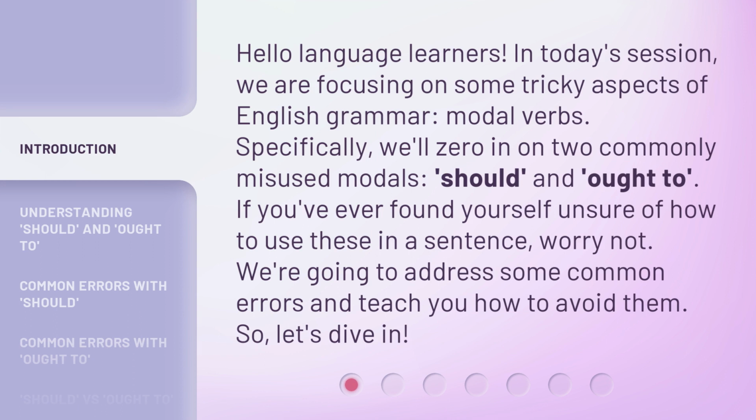Hello language learners. In today's session, we are focusing on some tricky aspects of English grammar, modal verbs. Specifically, we'll zero in on two commonly misused modals, should and ought to. If you've ever found yourself unsure of how to use these in a sentence, worry not. We're going to address some common errors and teach you how to avoid them. So, let's dive in.